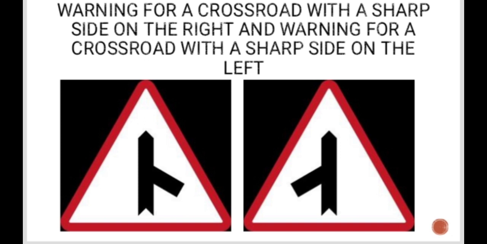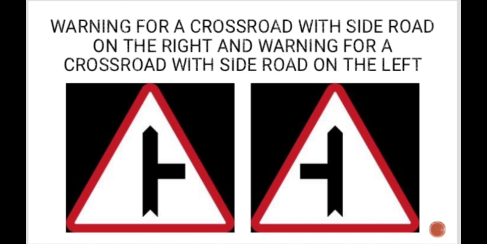So with stop signs or give way signs, the major road will always have the right of way, but if you're driving on the major road of an intersection, don't go past intersections without precaution. Reduce your speed or even stop when necessary. So the next one is warning for a crossroad with a side road on the right and warning for a crossroad with a side road on the left.